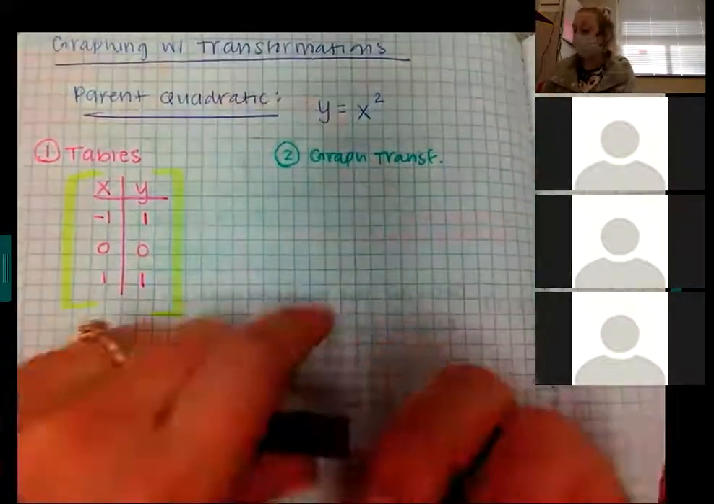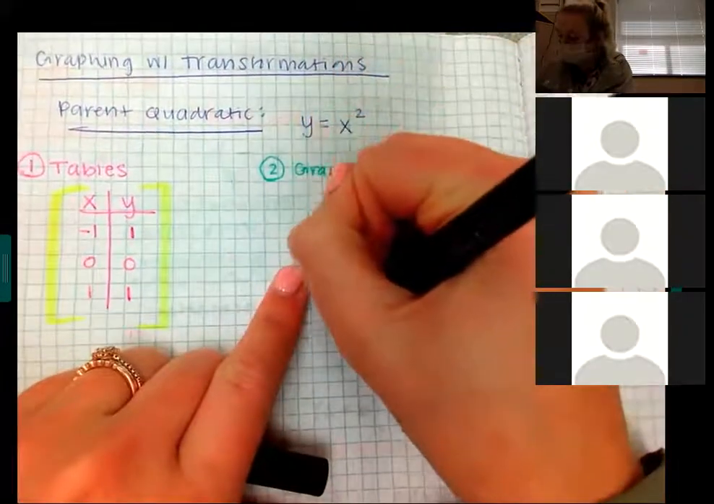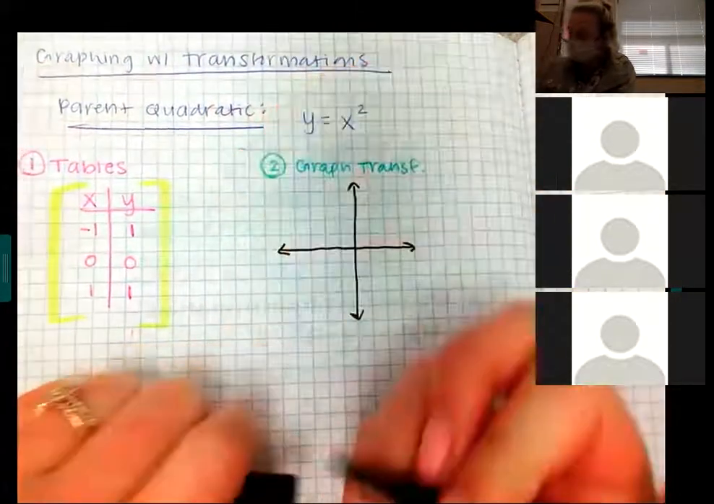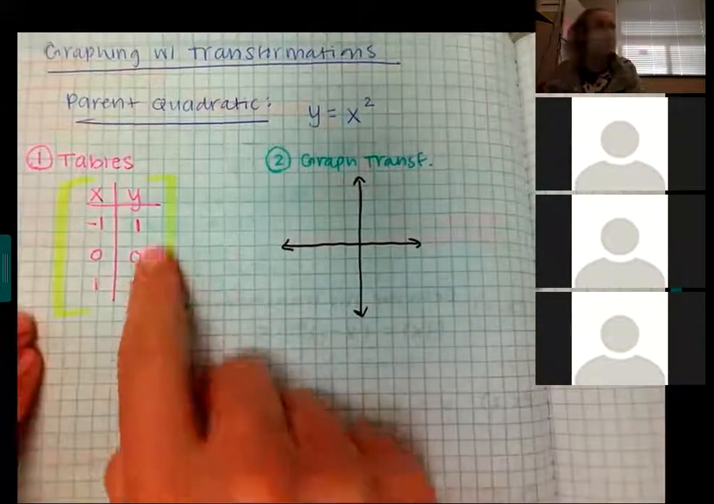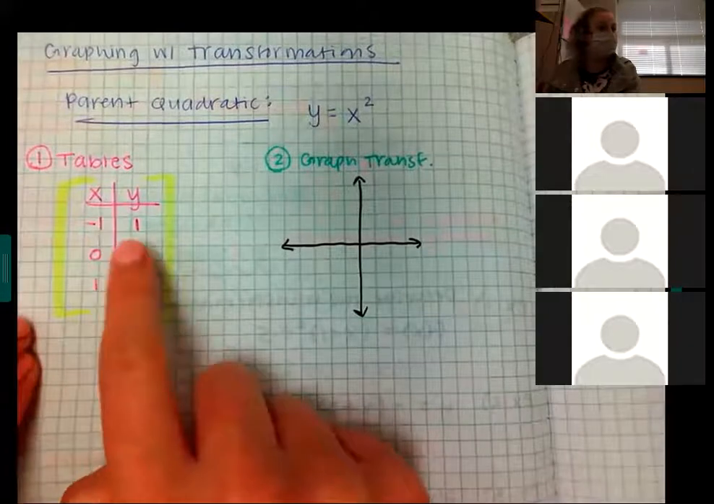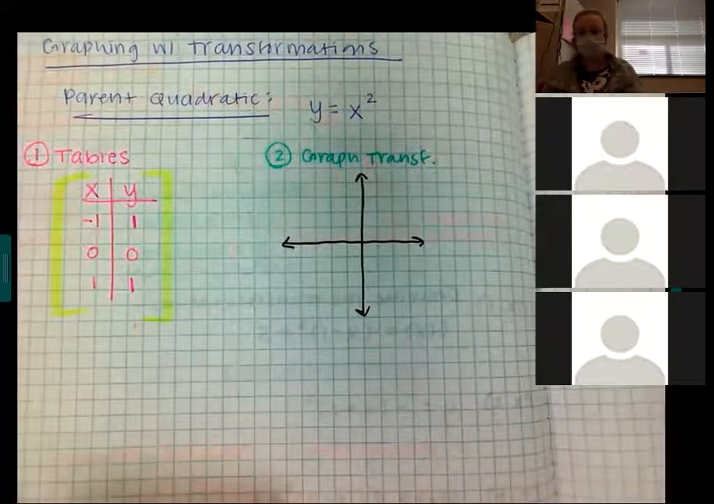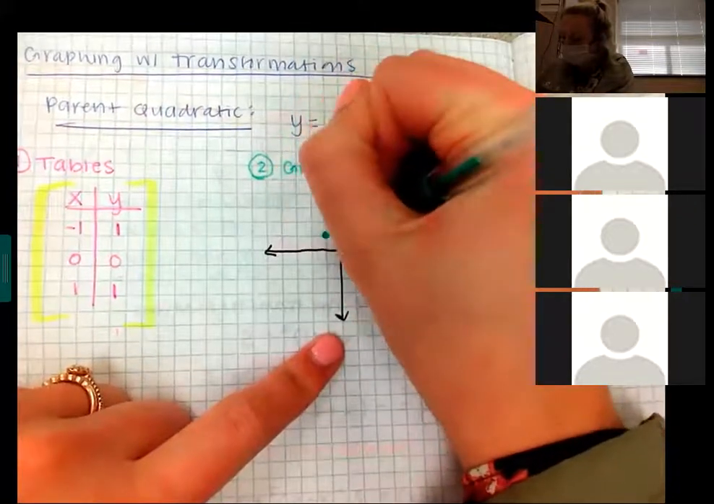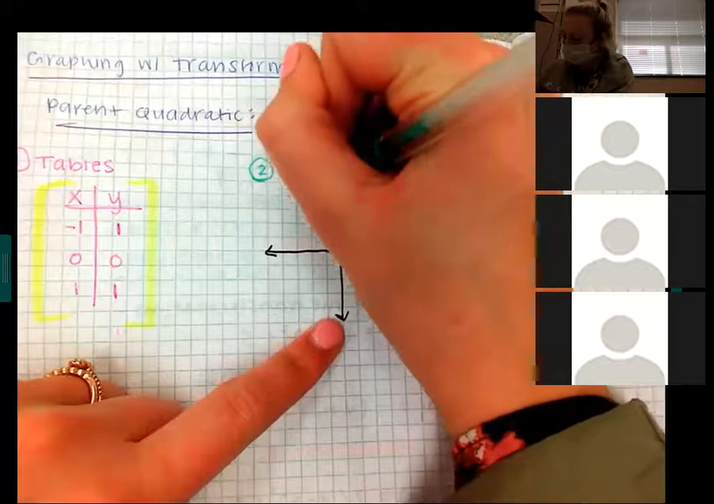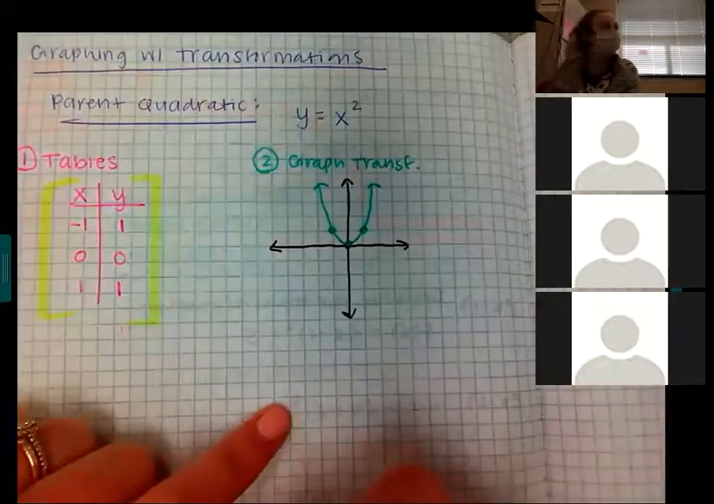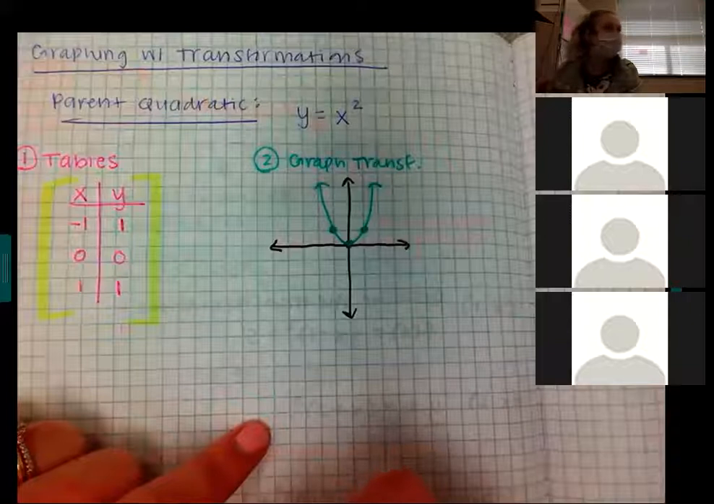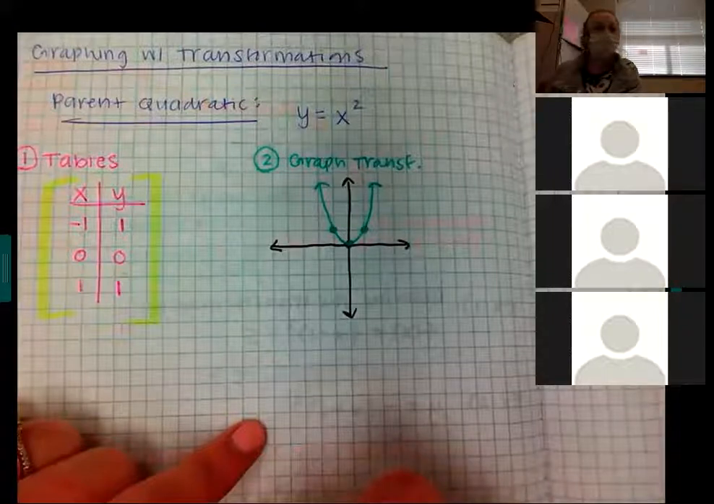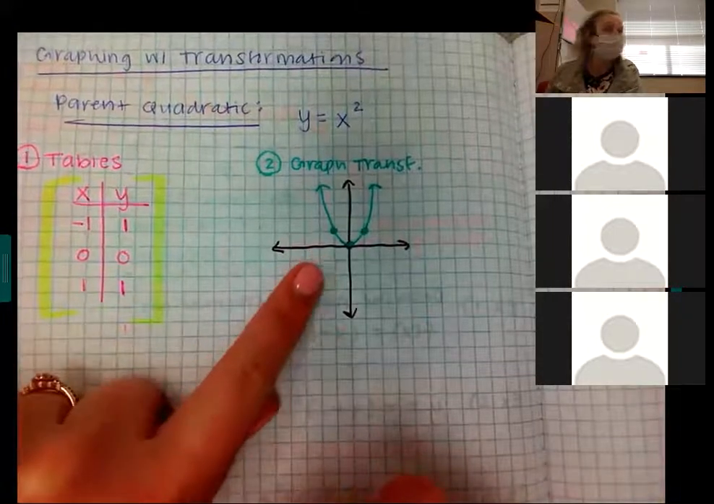So graph transformations. If we draw a graph, and you guys plot these 3 points right here. So -1, 1, 0, 0, and 1, 1. It should end up looking like this, right? Y'all agree? So the second way, this is your parent graph.